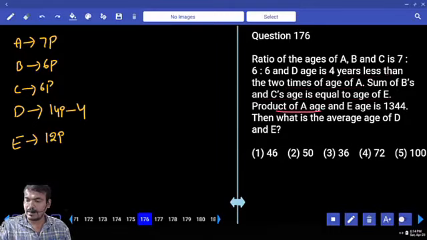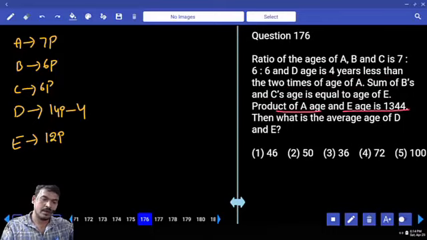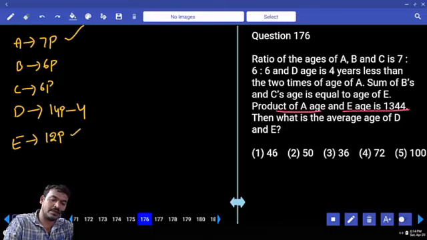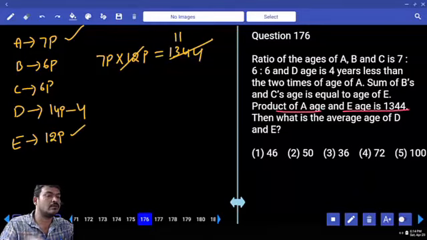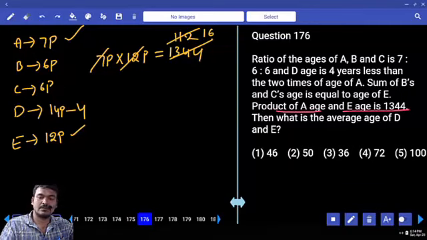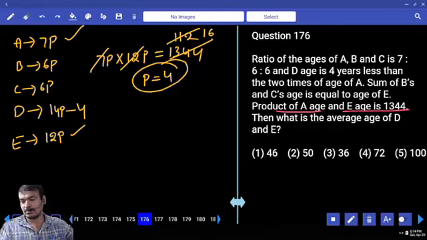Next, the product of A's age and E's age is 1344. A means 7 parts, E means 12 parts. 7 parts into 12 parts equals how much? 1344. 12 how many times, 2 times? 7 how many times? Parts into parts is 16. Then one part equals how much? 4. What is the question here?